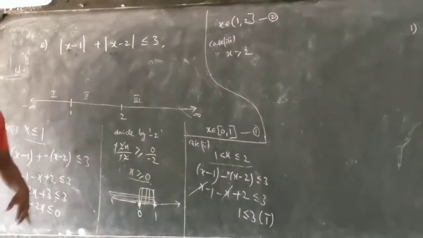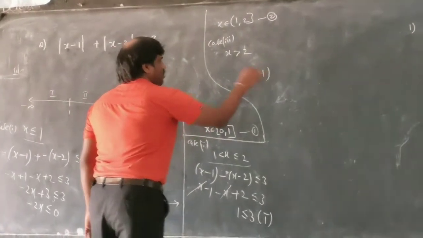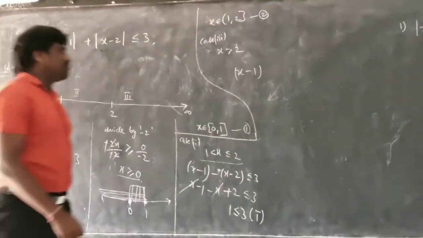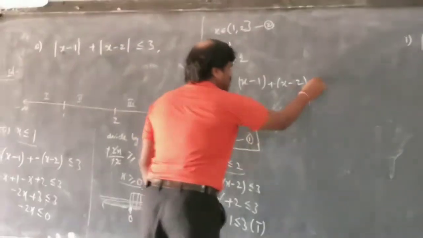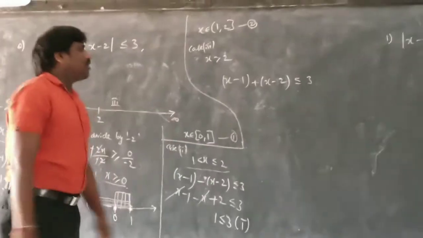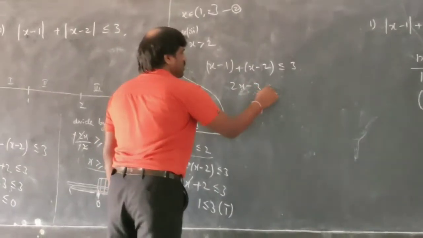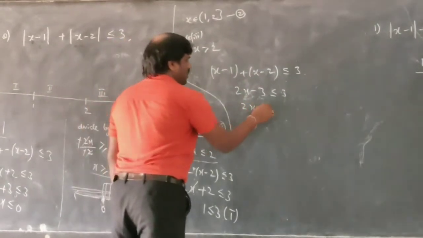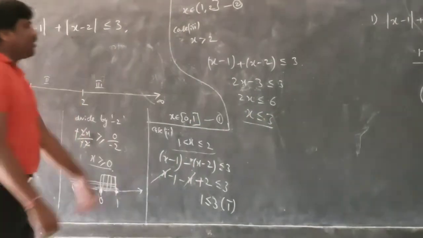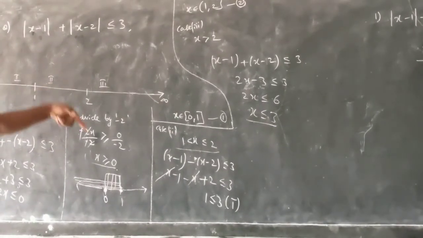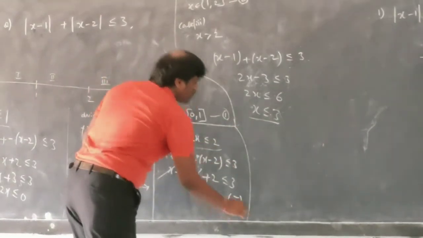Now 3 minus 1 is positive, 3 minus 2 is positive. So these two will open with the positive sign. x minus 1 plus x minus 2 is less than or equal to 3. Now you can add: x plus x, 2x, minus 1 minus 2, minus 3, less than or equal to 3. So 2x less than or equal to 6, x less than or equal to 3. Now in this case what you got here is x less than or equal to 3, and here x greater than 2. So combined, the answer will be the intersection of these.